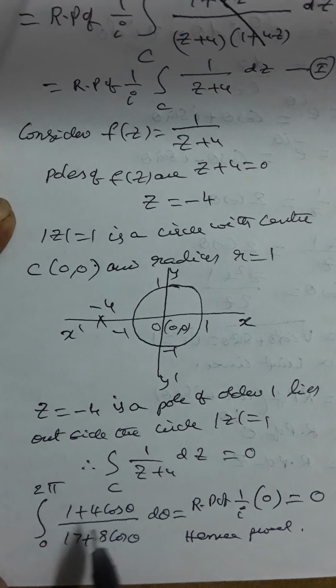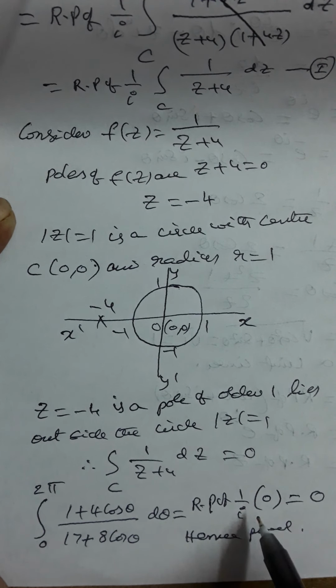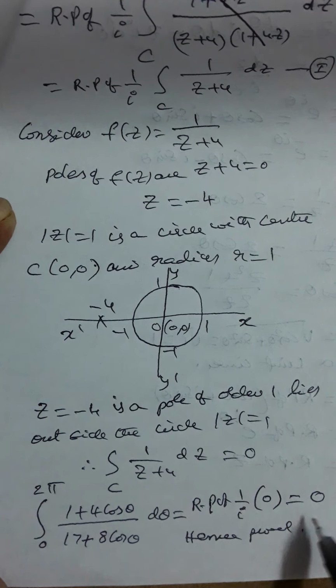So integral 0 to 2 pi (1 plus 4 cos theta) by (17 plus 8 cos theta) d theta is equal to real part of 1 by i. Integral value 0. So we get 0. So hence proved.